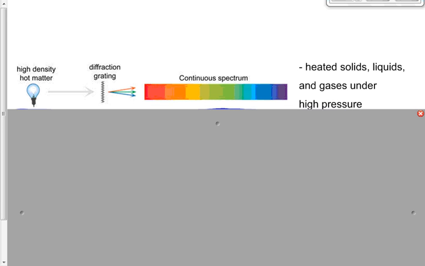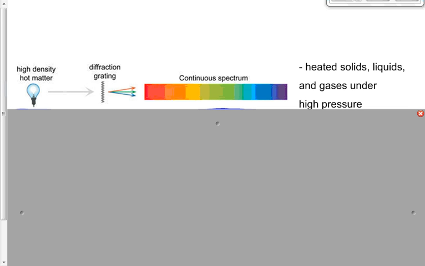Let's take a look at the first one. We got a light bulb over here on the left-hand side. Okay, an incandescent light bulb, not a fluorescent light bulb. It's a heated solid, right? A filament of a light bulb, or it could be a heated liquid, or it could even be a gas under high pressure.